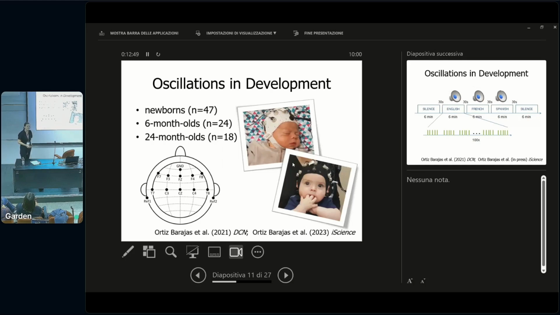And that's because we were testing them at the hospital. They were lying in their crib, so anything that covers the back of the head is just not possible to use because they're lying on their heads. And luckily for us, it's quite well known where auditory and language-related effects are in newborns. So it was enough to cover those channels.